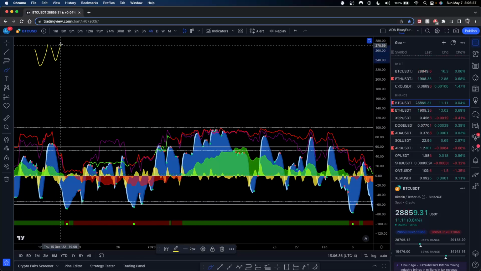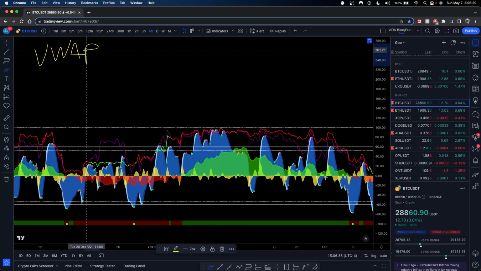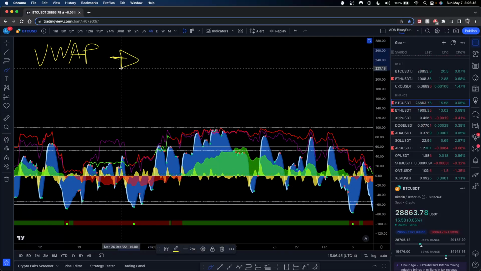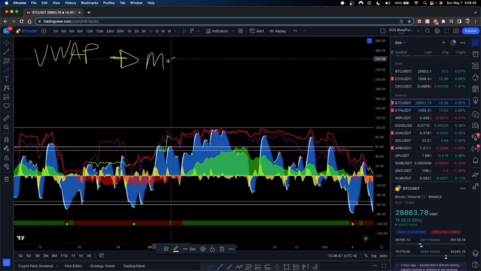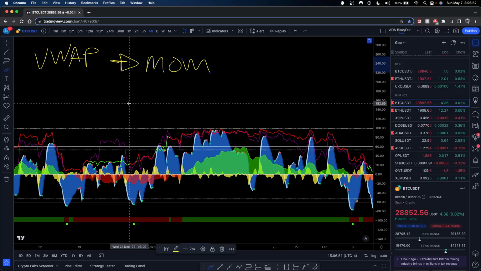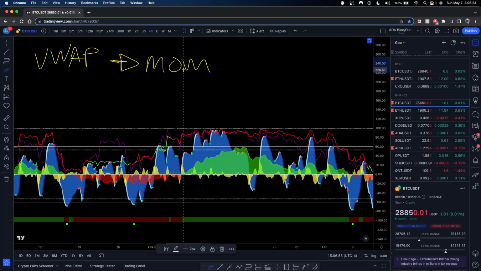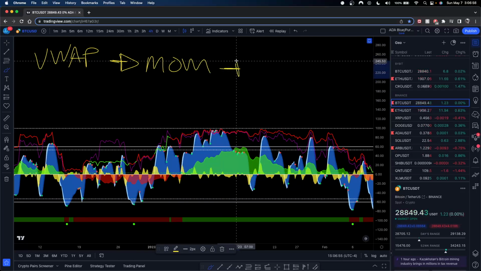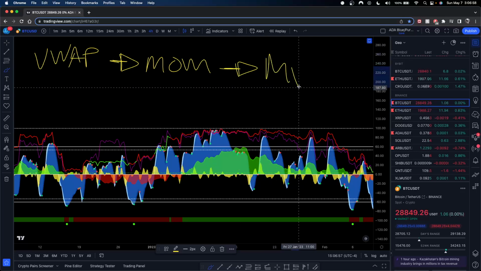Your VWAP, which is the yellow, these yellow waves over here, is leading for your momentum waves. I'm not going to write momentum waves, that's too long. So VWAP is leading for mom, and your mom is leading for your money flow.